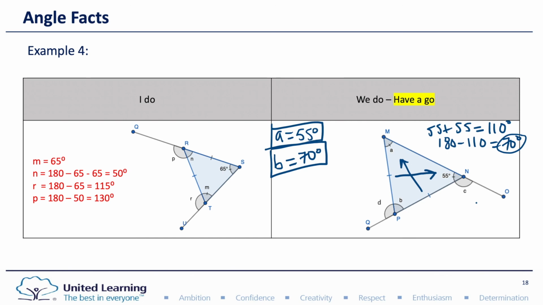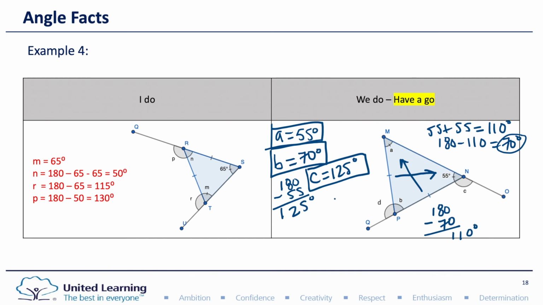Next one, C again creates a straight line here with that 55 degrees. So if we do 180 take away 55, we get what, 125 degrees. So that means C equals 125 degrees. And last one, B and D together form a straight line. So if we do 180 minus B, which was 70, we get 110. So that means D equals 110.